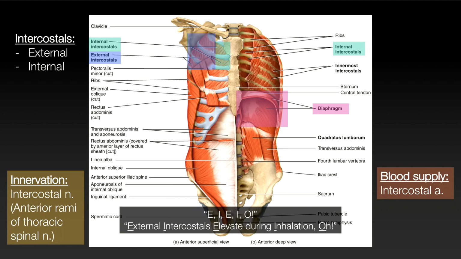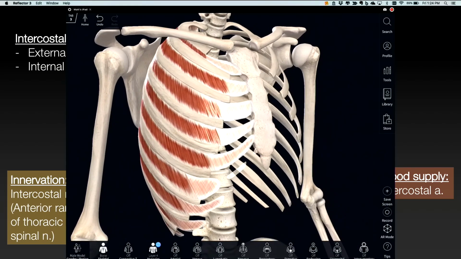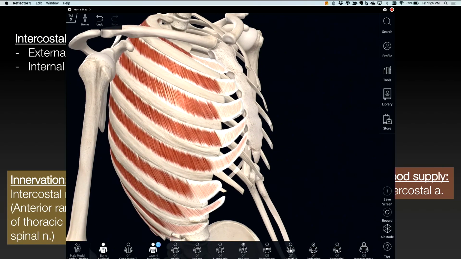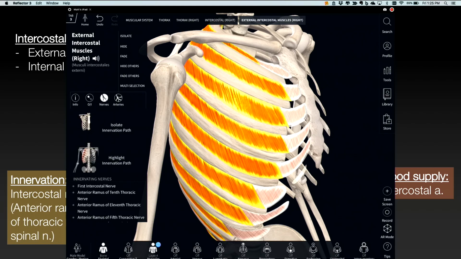Now I'll show you quickly these nerves and the arteries, and I want to show you the division between the internals and the innermost on the app here real quick. So these are the intercostal muscles. Fibers pointing down and medially, these must be what muscles? Hands in pockets. I think you had it. External, fantastic. External muscles.